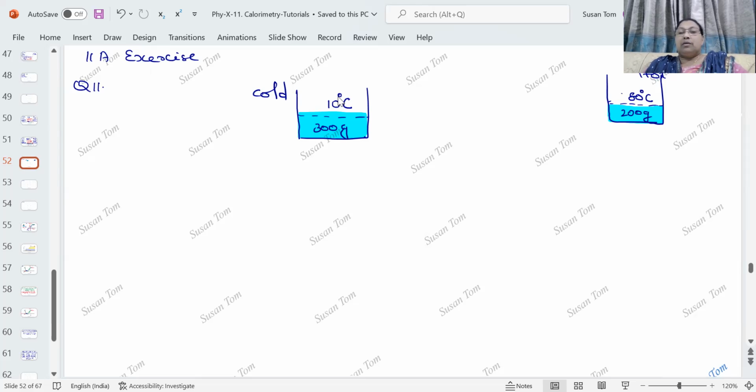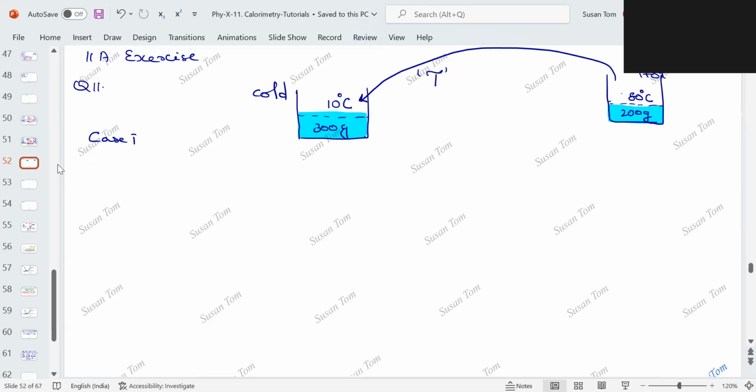Okay. Now the hot water we are pouring into the cold water. This is the work we are doing. The cold water will increase its temperature while the hot water will decrease its temperature. And it will come to an intermediate temperature T, which will be more than 10 and less than 80. Yes or no, children? Yes, ma'am.